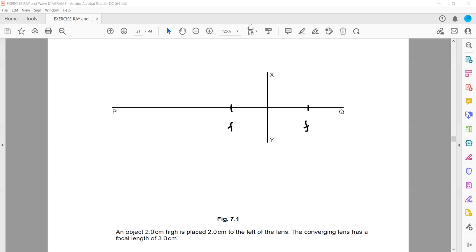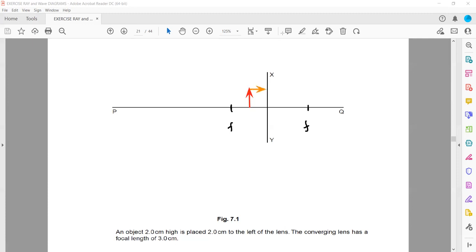An object is placed, as I mentioned, on the left, 2 centimeters from the lens. So this is the position of the object. We have to draw an image. So how to draw an image formed by a convex lens? It will be an inverted, magnified image, because the object is between the focus and the lens.